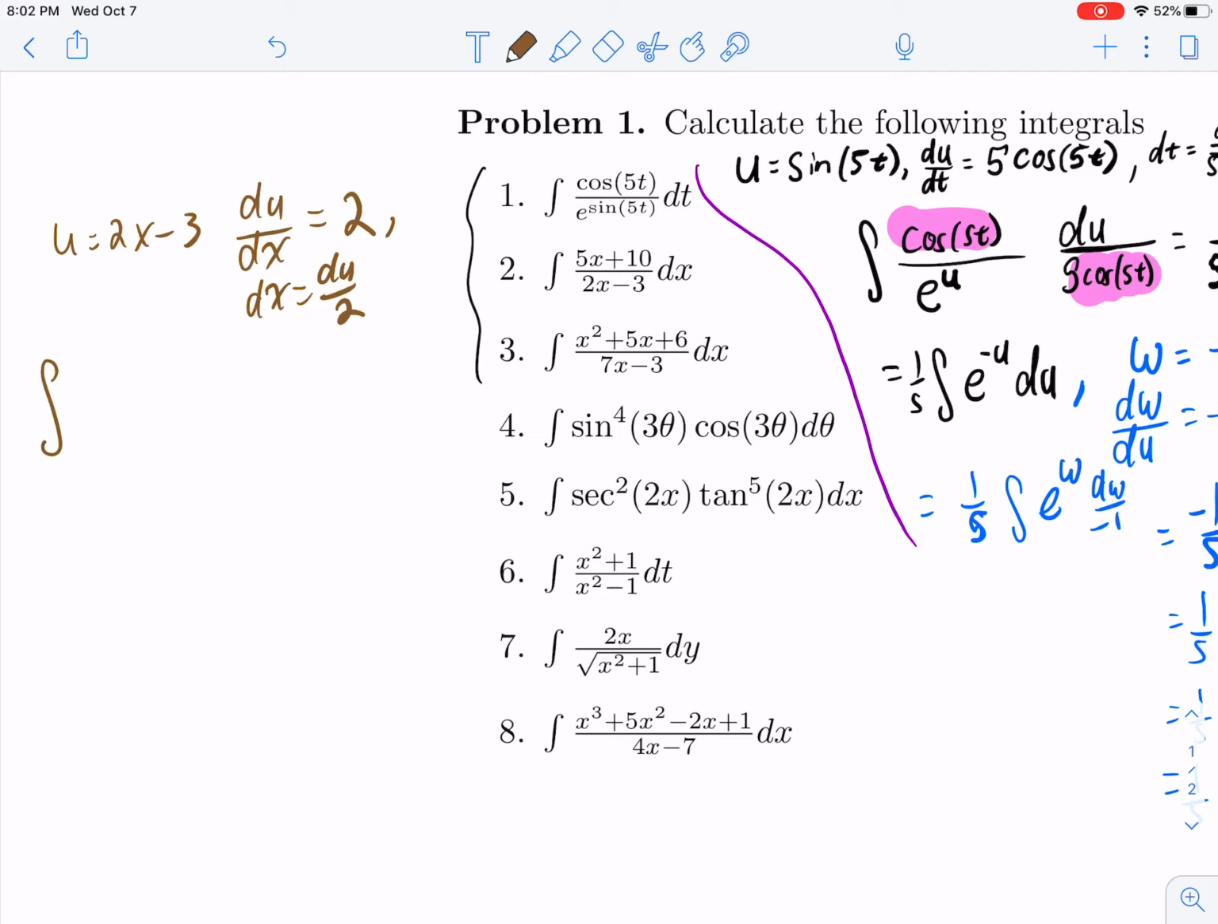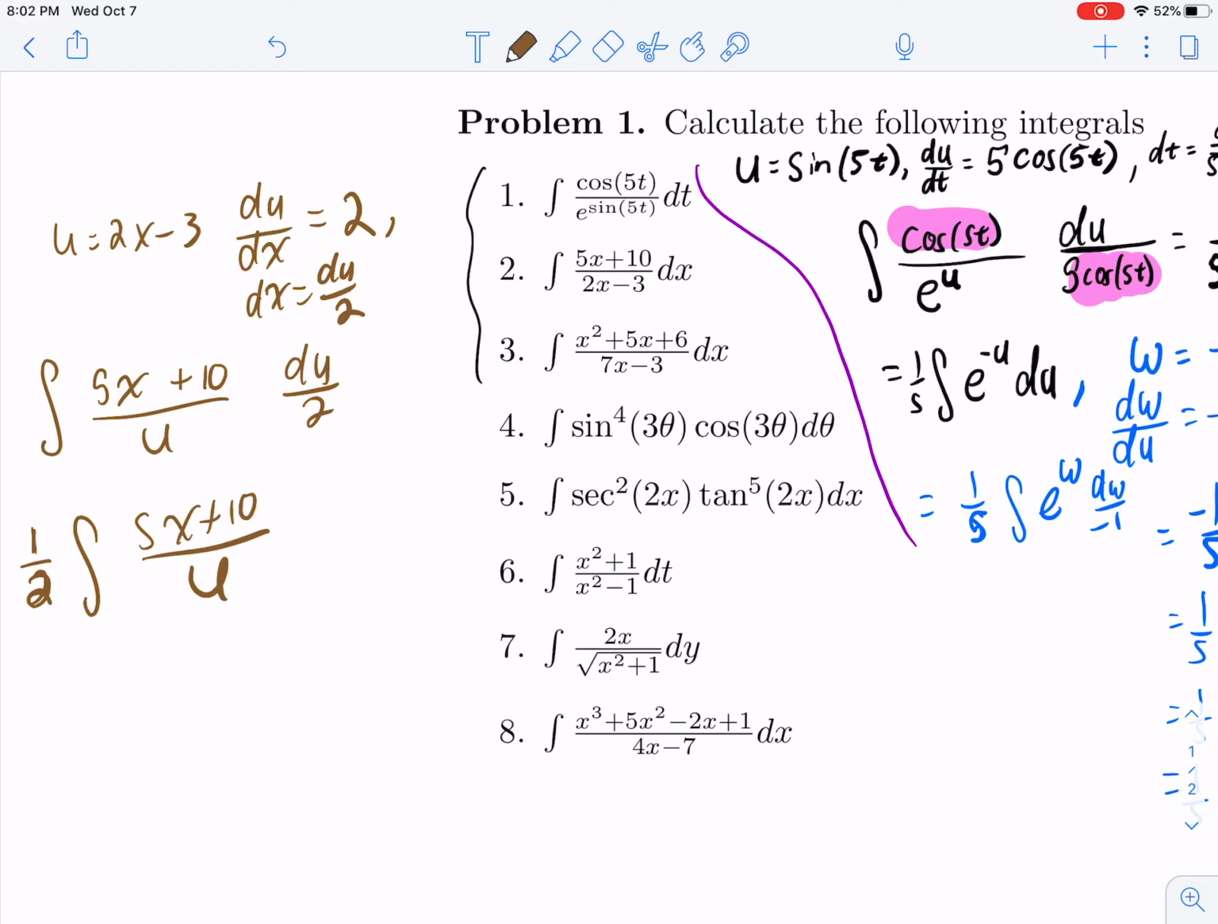I can write the integral down, 5x plus 10 over u du over 2. So I can pull the 1/2 out, integral of 5x plus 10 over u. I know this is a problem similar to class, but we need to be a little more careful.